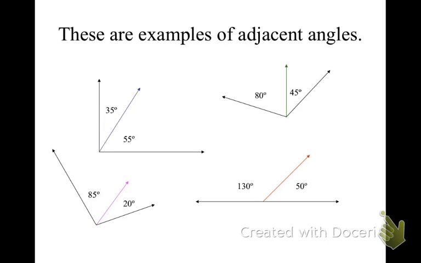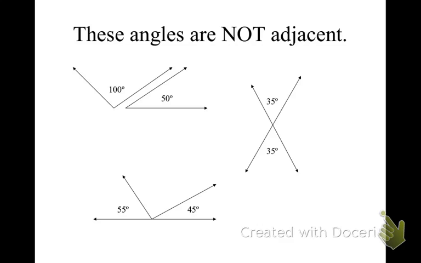These are all examples of adjacent angles. You can see that the common ray is highlighted in a different color and it is between both angles. These are not adjacent angles. A couple of them have a common vertex, but none of them have a common side.